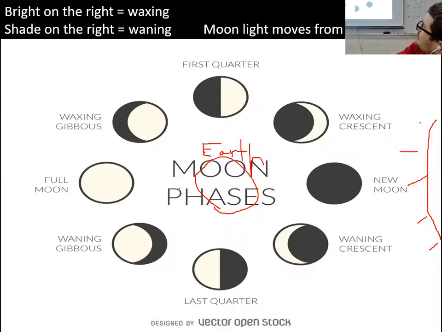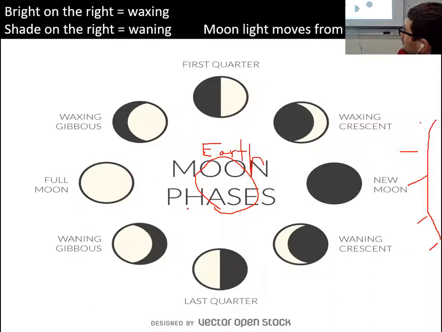Okay. So Earth's in the middle here. The sun's over here. And from Earth's perspective with the sun, this is how the moon looks, right? So if the moon's sitting behind the Earth and we have the sun, well, it's going to look like a full moon. That's where we get a fully lit up moon.